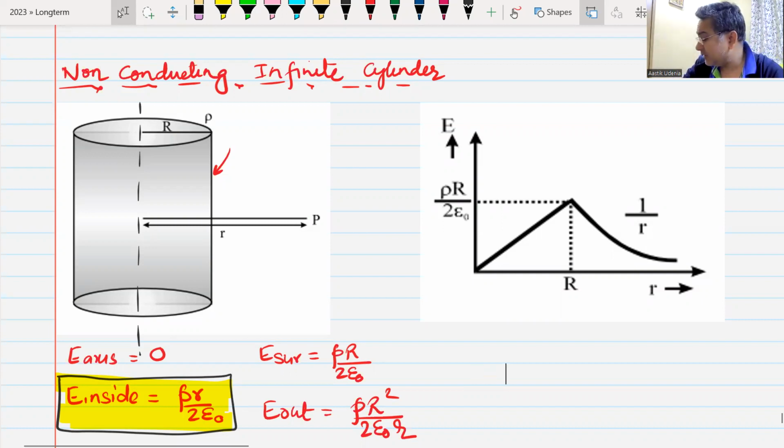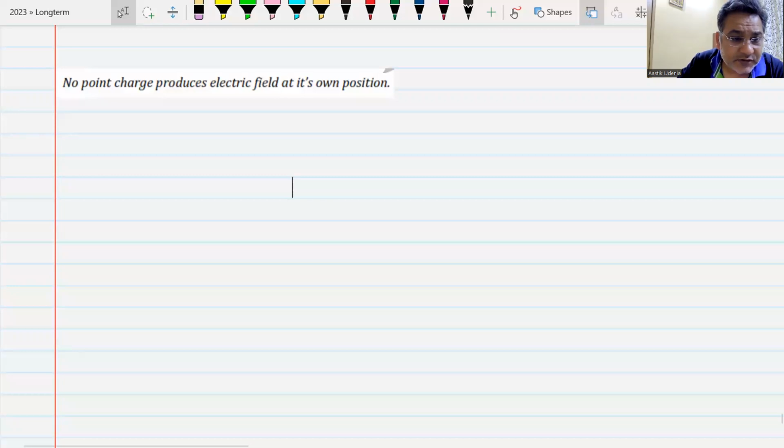Okay, then we will write some important points. I'm seeing that all these points are coming in the exam also. So let us note down some points. Point number 1, no point charge produces electric field at its own position.